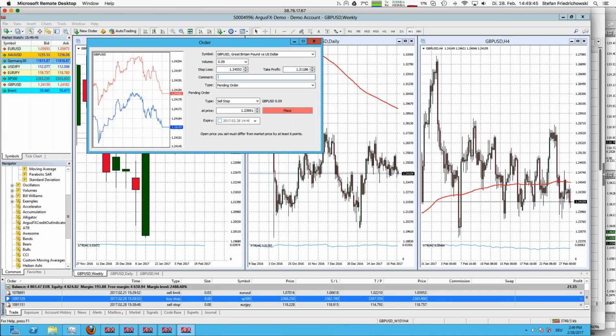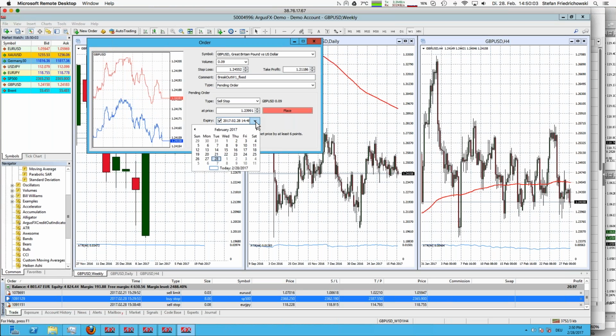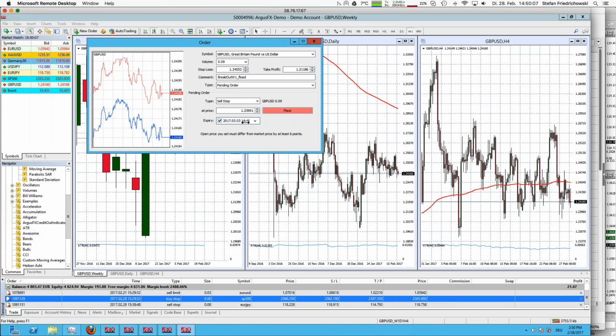And the comment was the breakout W1 underscore fixed. And now we can immediately do the expiration as well. So it's once again the 3rd of March, and let's have it directly at 6 o'clock as the other one as well.